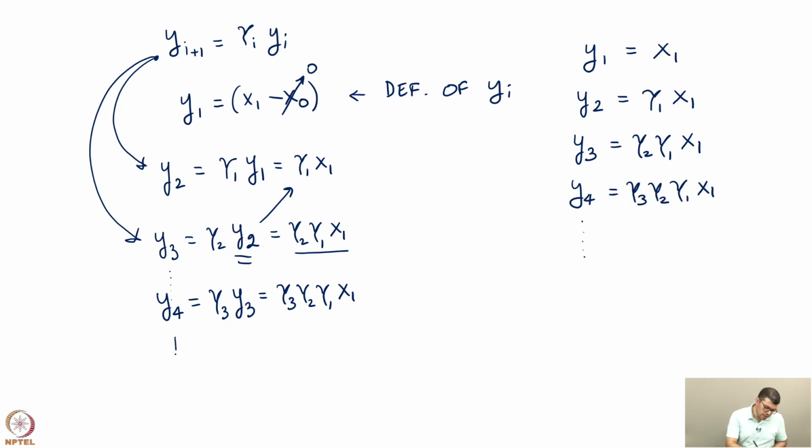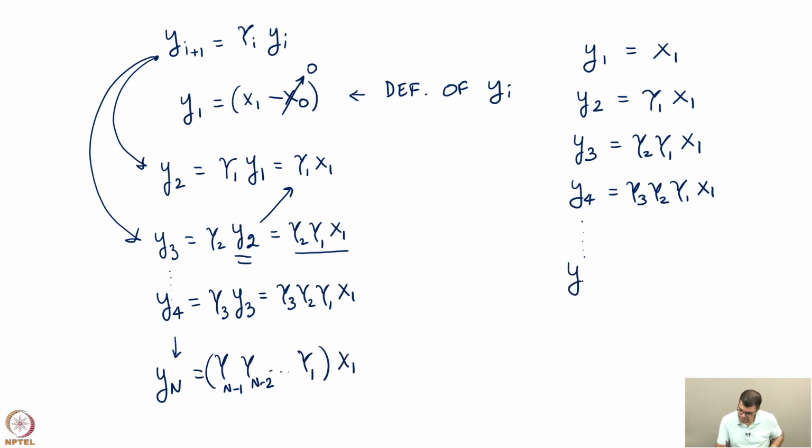I will keep on doing this till I get to yn, which will simply be equal to gamma n minus 1, gamma n minus 2, going all the way down to gamma 1 times x1, and that I am going to write here and simply get yn is equal to gamma n minus 1, gamma n minus 2, going all the way down to gamma 1 times x1.